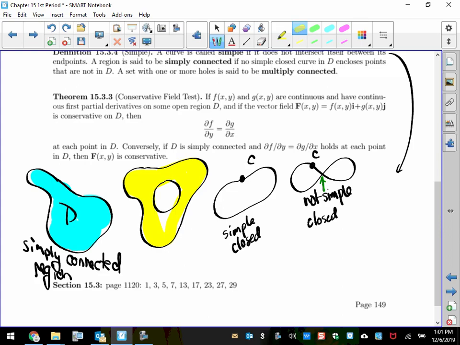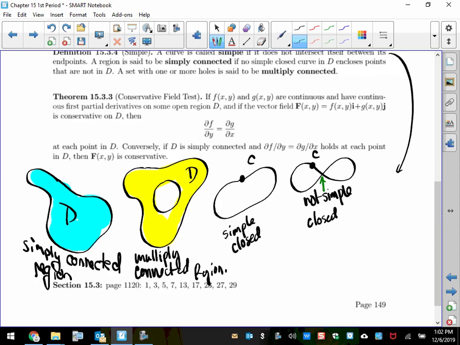Looks like a fidget spinner or something. So this is our region D. And now notice I can come up with a simple closed curve that encloses points that are not in D. So this would be a multiply connected region. So we'll call this multiply connected region.